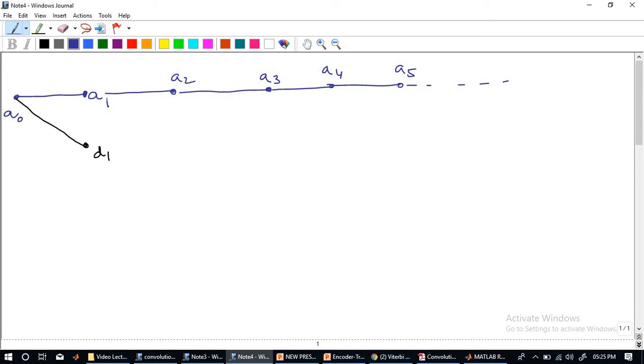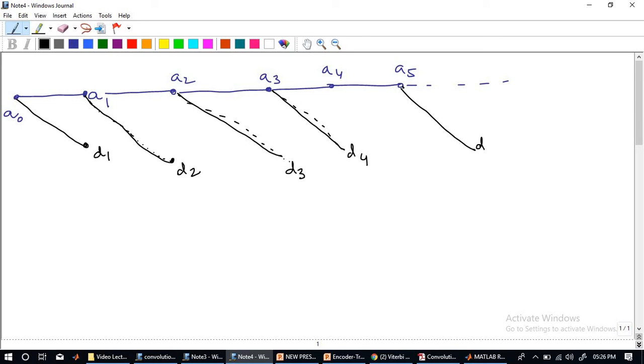On the other hand, if this is D, so A should give some value of D2. This might come to something like a D3, D4, maybe I'll just put this way. Not the arrow, like this. So A4, D4, this is D5, like that it will go on.